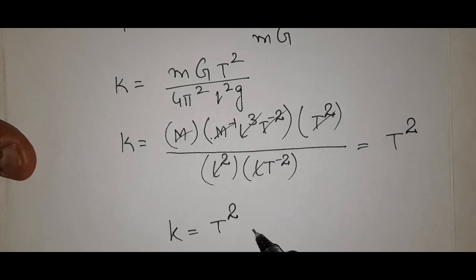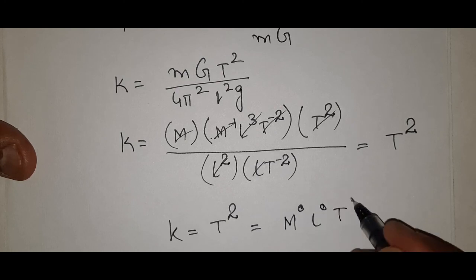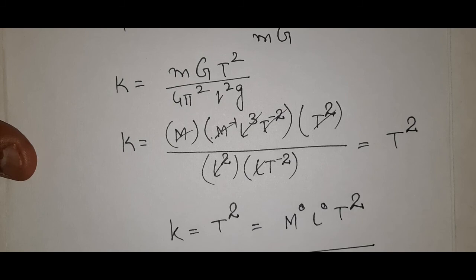If you want to write it in terms of mass, length and time, then you can write it like this: M0, L0 and T square. Hope this is clear.